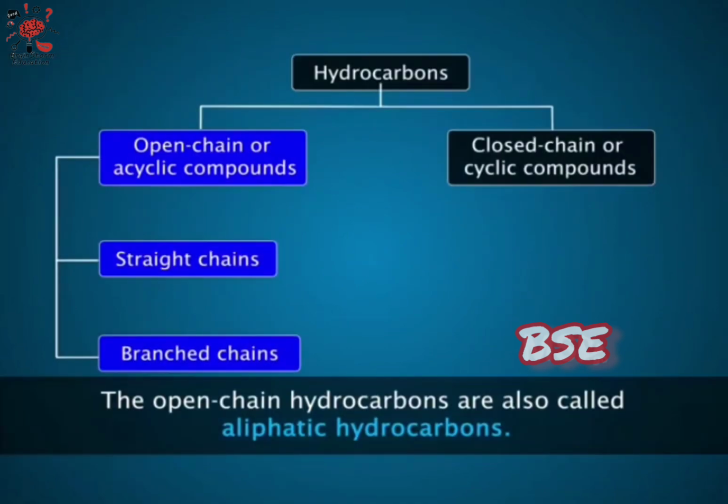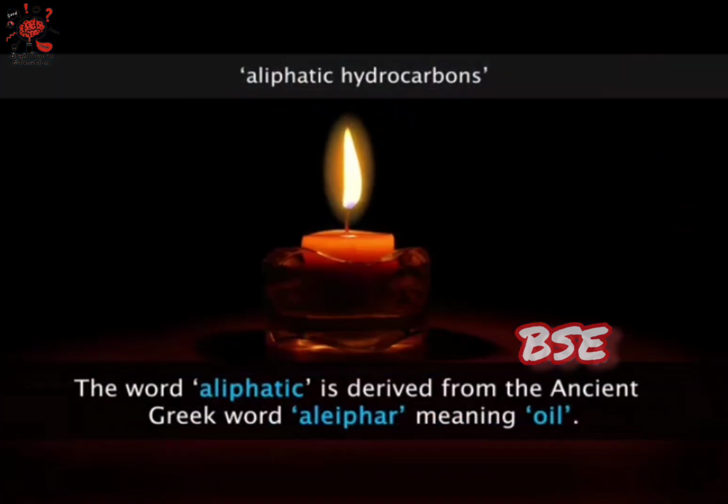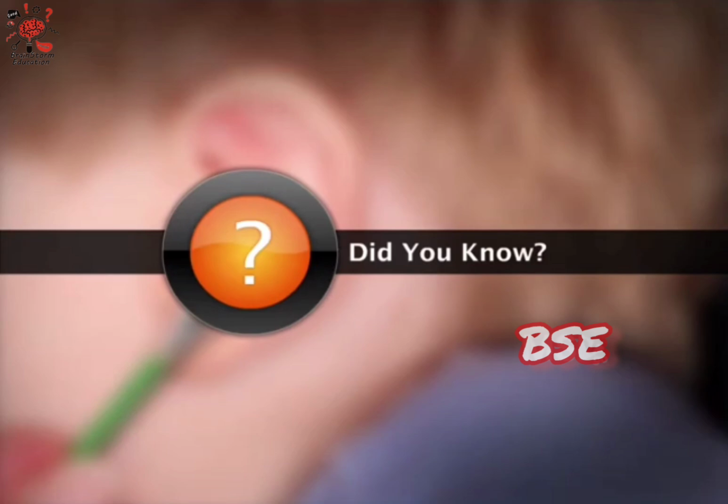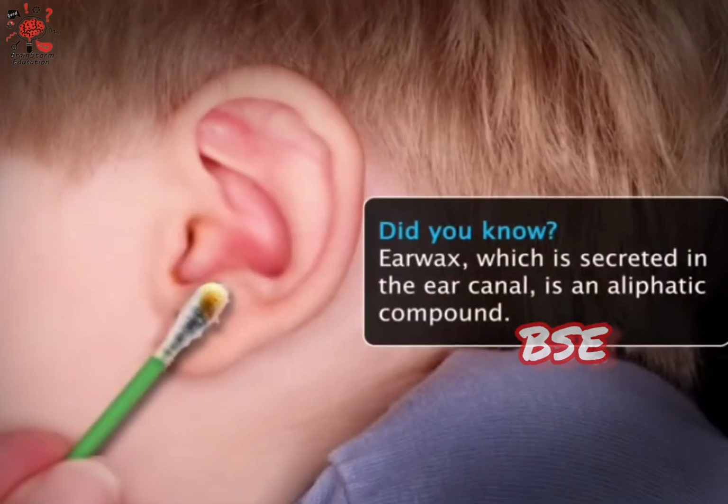The open chain hydrocarbons are also called aliphatic hydrocarbons. The word aliphatic is derived from the ancient Greek word aleiphar, meaning oil, as the earlier known compounds of this class were obtained from animal or vegetable fats. For example, paraffin wax. Did you know that earwax, which is secreted in the ear canal, is an aliphatic compound?